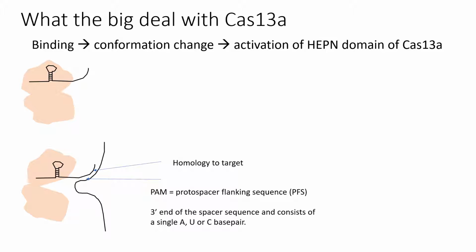And so we have this homology, and we don't have a PAM, but we have a PFS. It's very similar, but it's a bit easier to get because it's at the 3' end, and it consists of a single A, U, or C base, unlike PAM, which is typically NGG, which is 3 nucleotides.